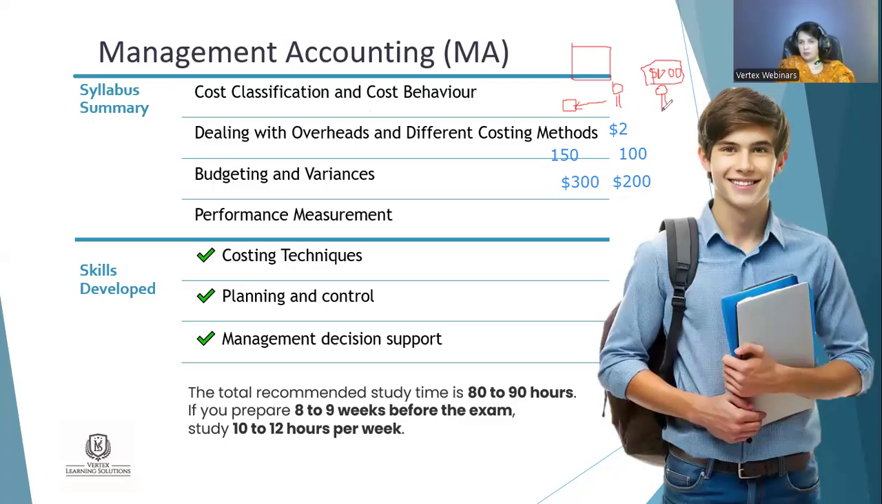So the manager's pay is exactly a fixed cost. How the cost is behaving: this is a fixed expense, a fixed cost, and here, this is the variable. Similarly, the fixed cost could be the rent. You are hiring a shop or maybe a factory, so you need to pay the rent. Rent is a fixed payment, right? So this is how cost classification and cost behavior work.